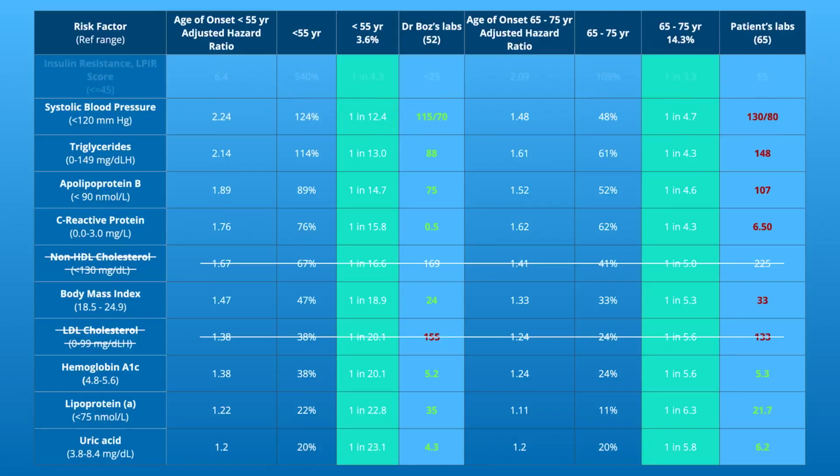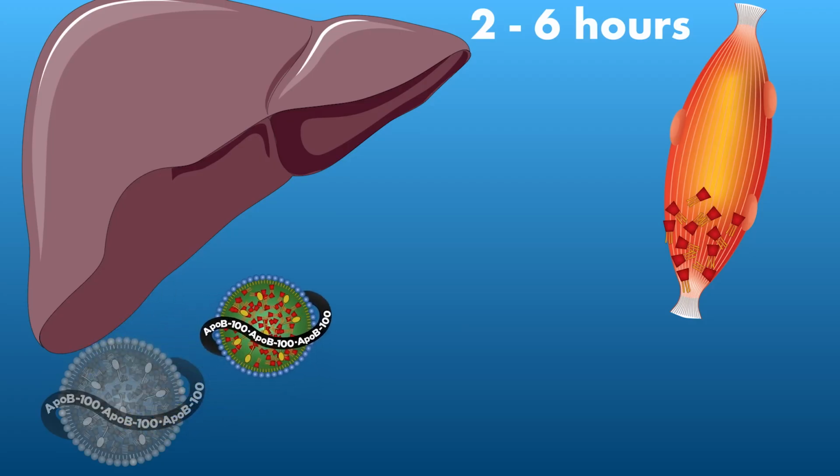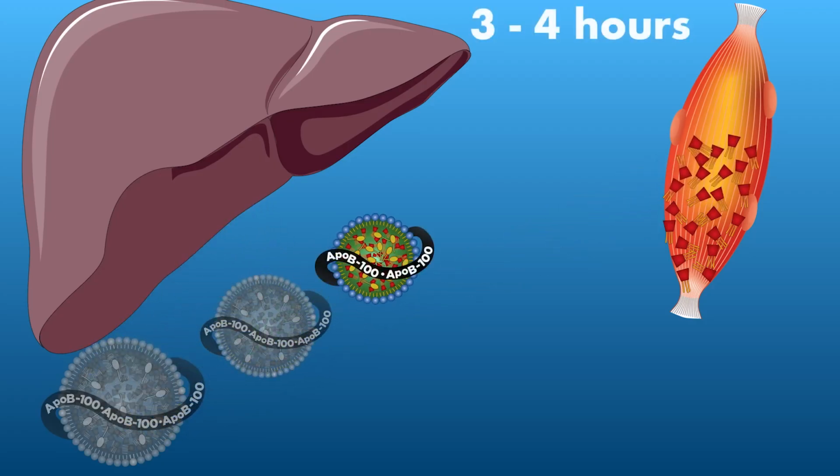Well, there is a blood test that measures that. It's called LPIR. It's found as part of a nuclear magnetic resonance process looking at the lipoproteins in circulation. In other words, it's the best way to look at what's happening with the delivery of those fats in circulation.